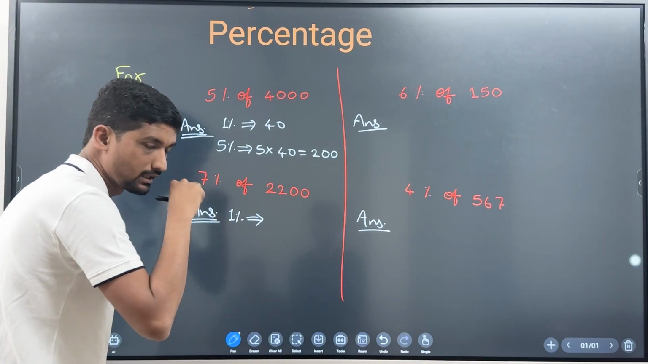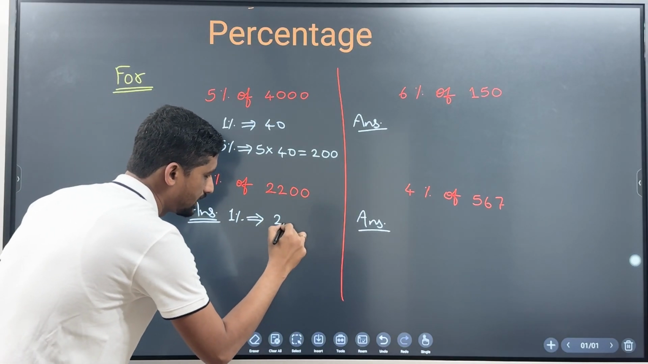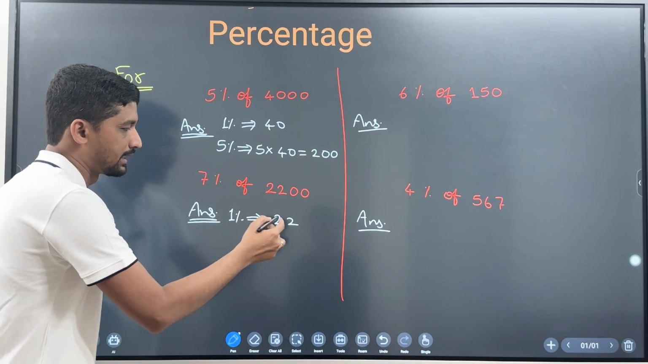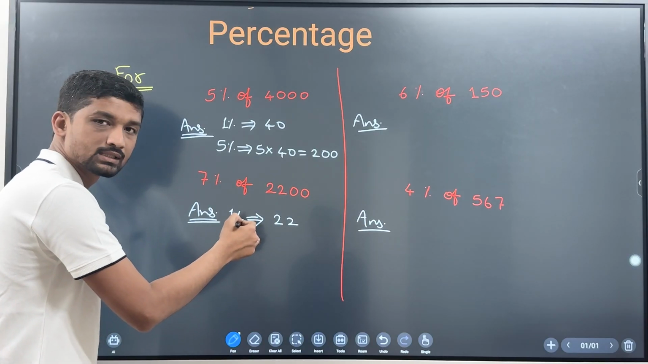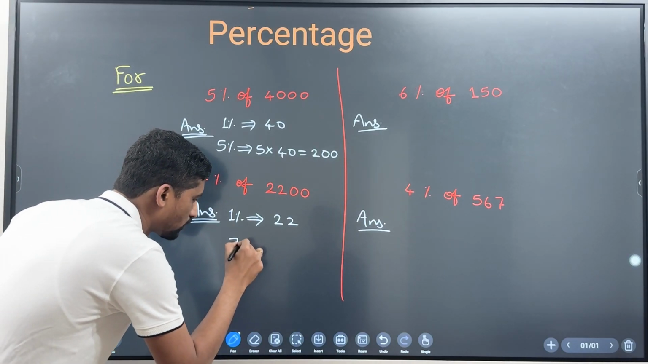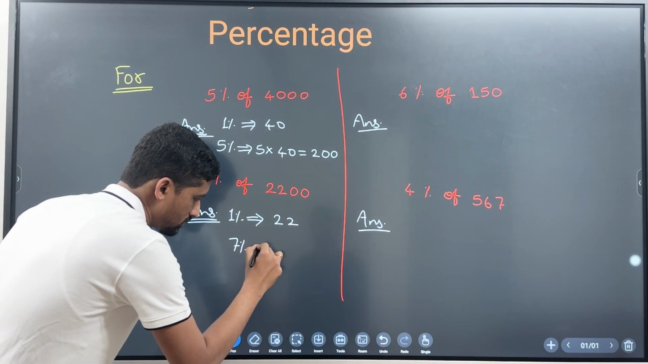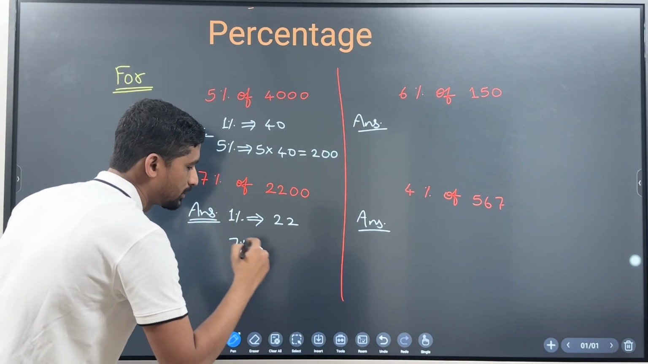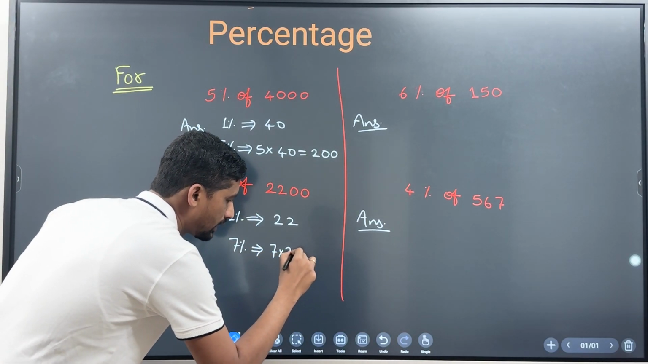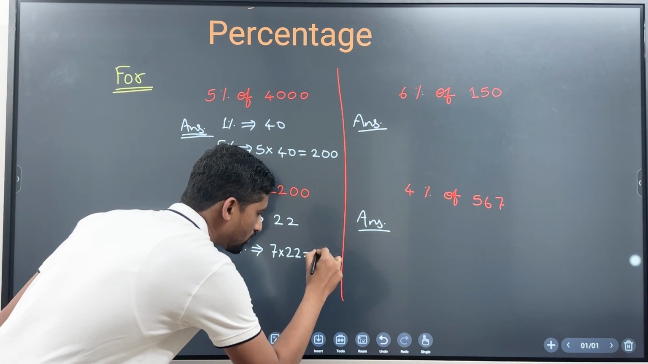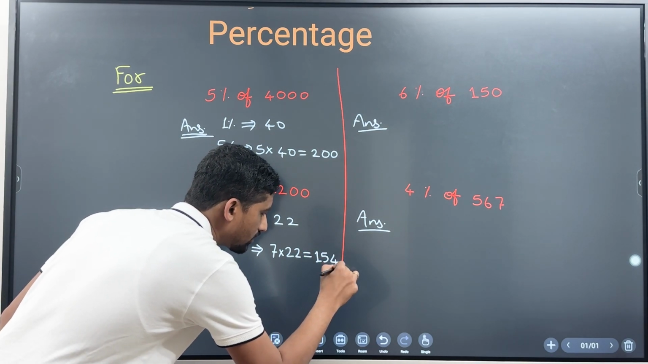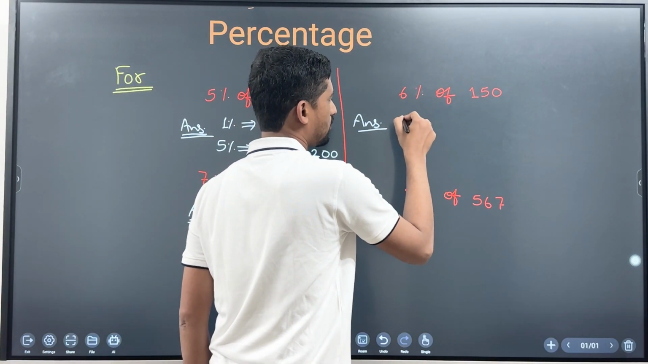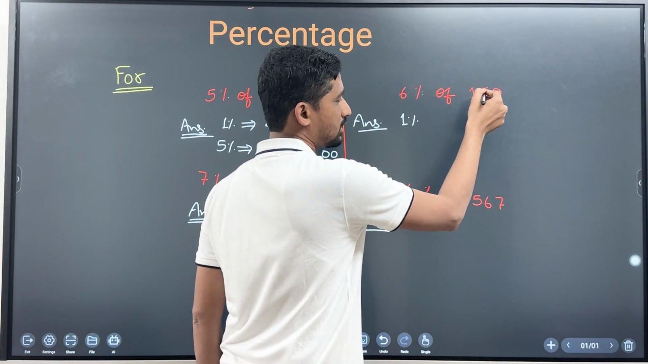Okay. See, 7%. Again, 1% of this is what? 1% of 2200. Neglect the last two zeros. It will be 22. So now, first we will find the 1% value, that is, neglect the last two zeros. 1% is 22. 7% means 7 into the value of 1%. So 7 into 22. So the answer will be 154.